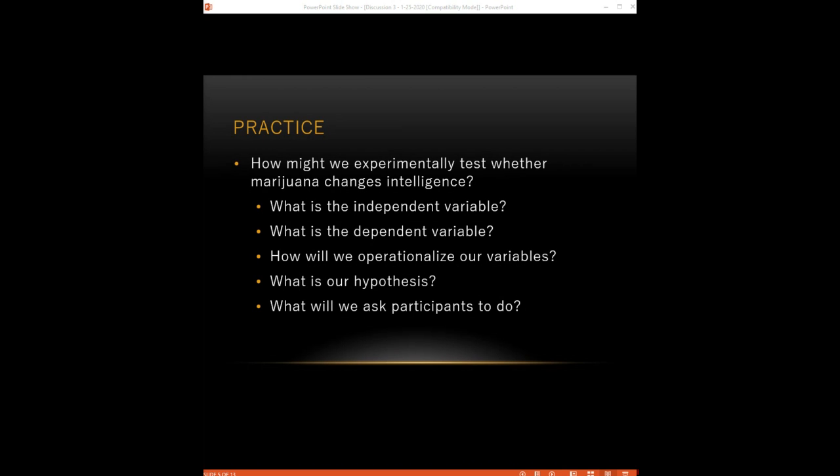So when you're thinking of your own experiment, linger on these kinds of questions a little bit. Really be thoughtful. Think, okay, what do I have to account for here?